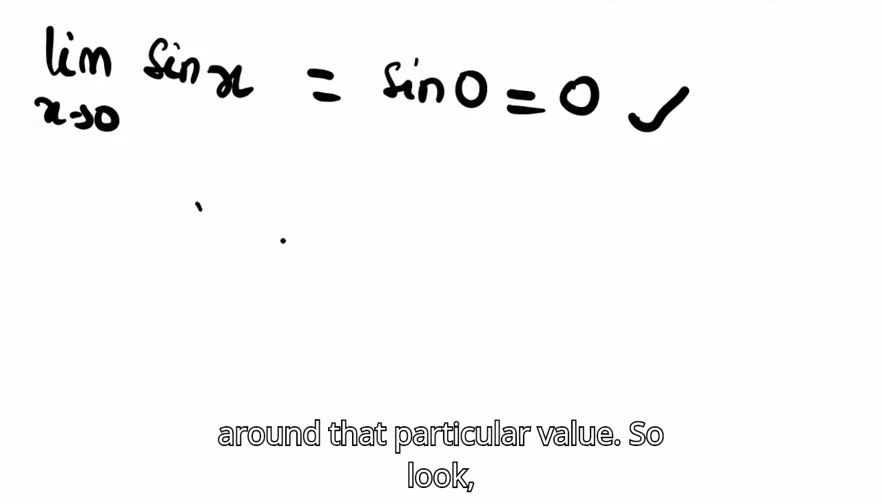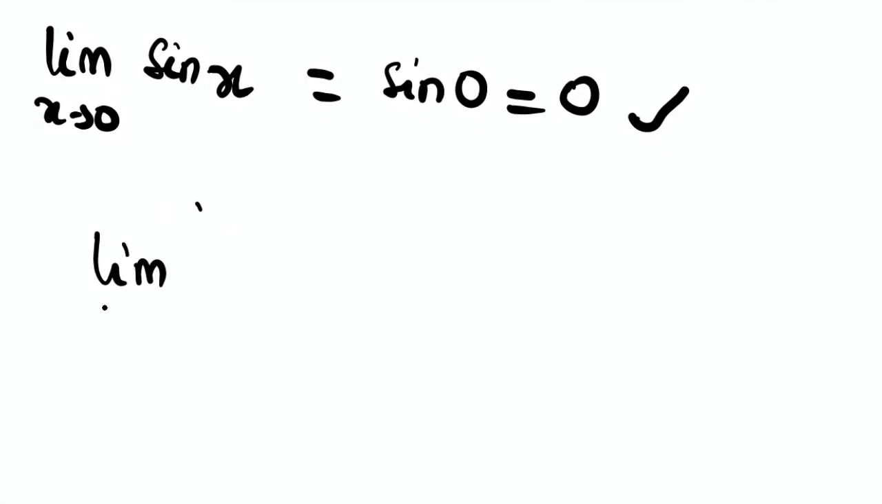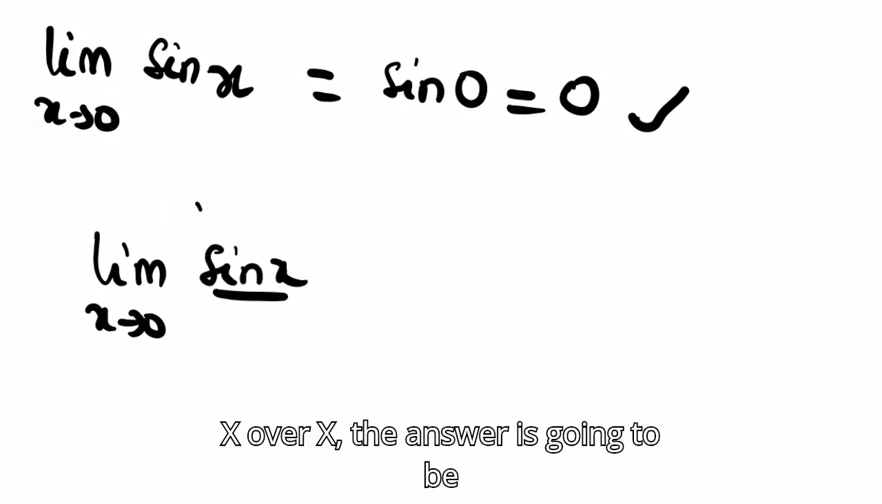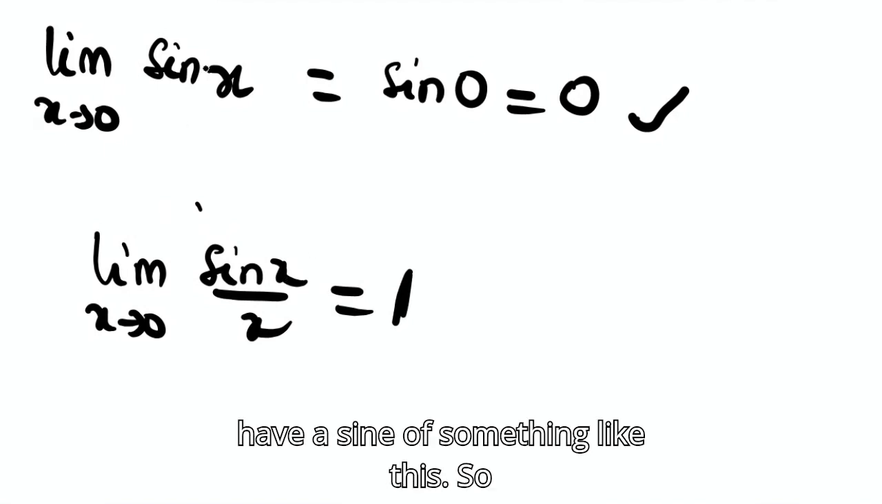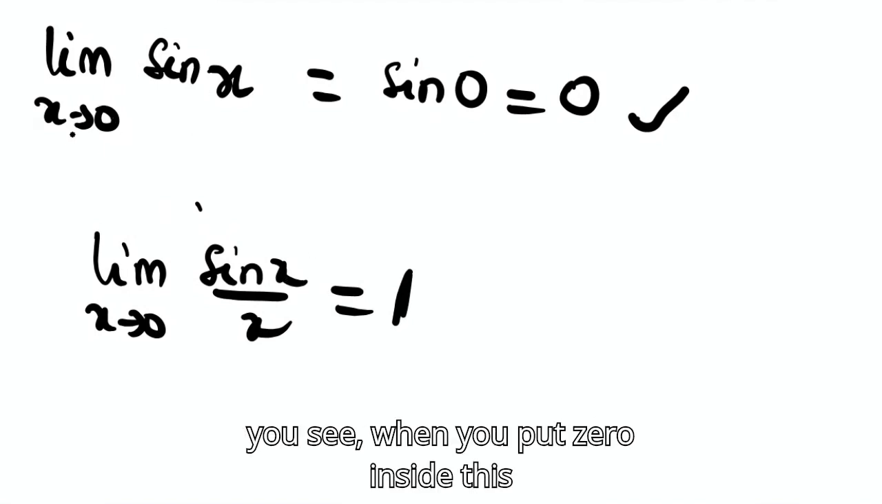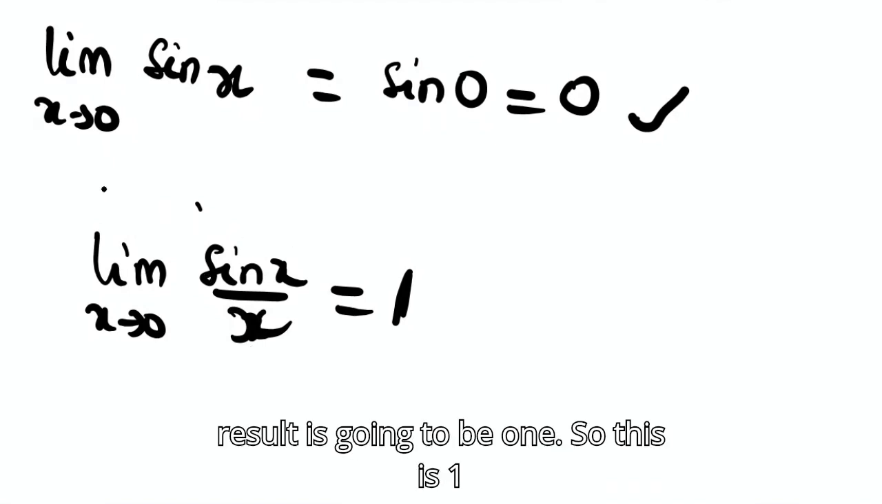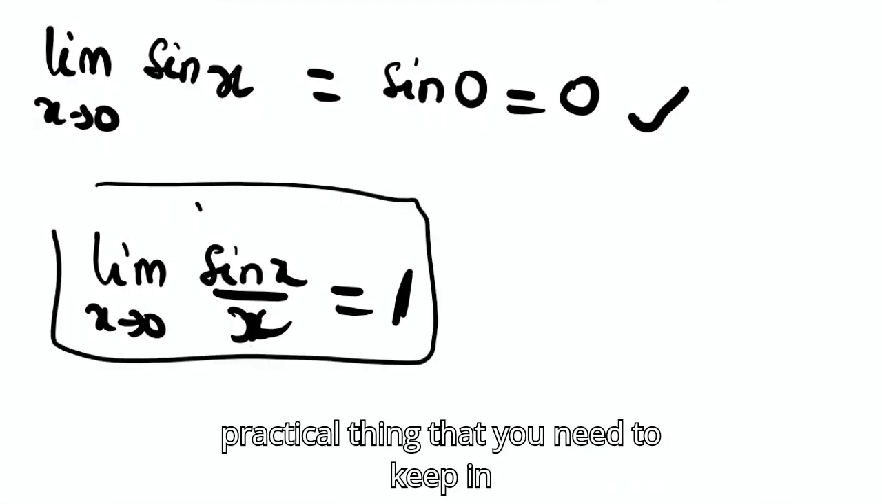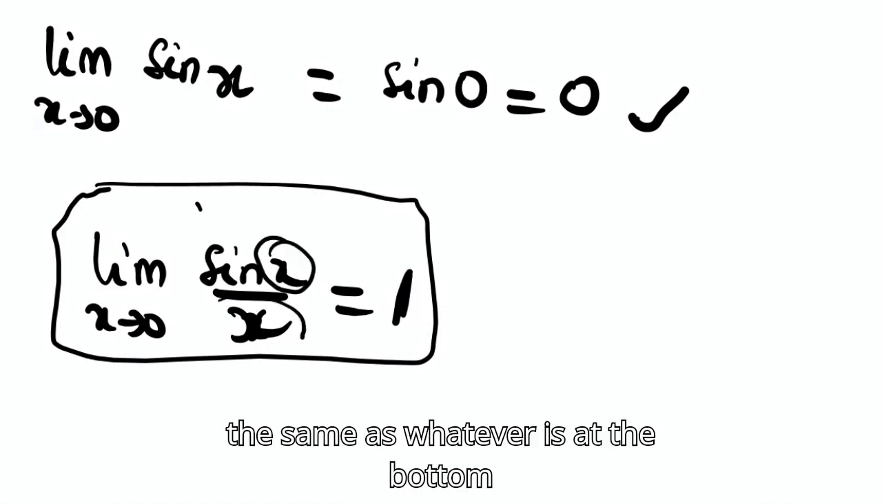Look, when we have the limit as x approaches zero of sine x over x, the answer is going to be 1. This is the only case where you can have a sine of something like this to be 1. When you put 0 inside, you're going to have 0, but for a sinc function, the result is going to be 1. This is one practical thing to keep in mind: before it can work, make sure that whatever is in front is the same as whatever is at the bottom.